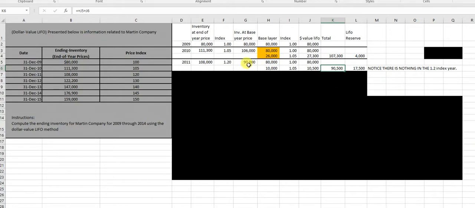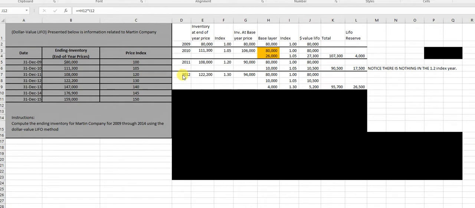So what I want you to notice is there is now no 1.2 price index year. All I've done is actually eaten into the 105 price index year and it has 10,000 left. This will never have a layer in it. Okay, in 2012 I have 122,200 at 1.3, 130% price level.